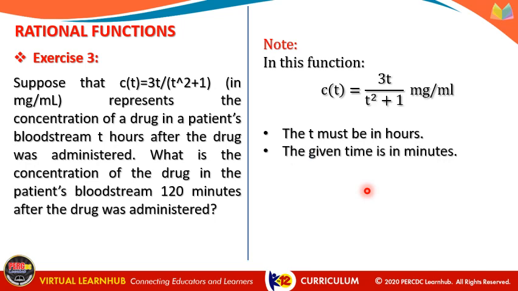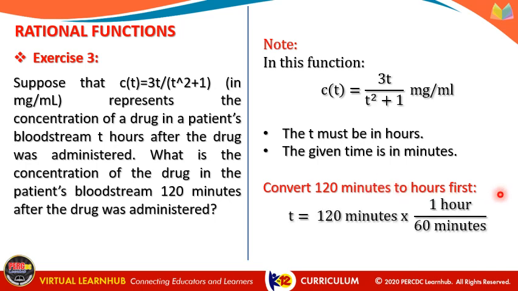Okay? So, anong gagawin natin? Hindi naman ganun kahirap. Ang gagawin lang natin, let us first convert 120 minutes to hours. Pwede natin gawin yung approach na ganito. 120 minutes times 1 hour over 60 minutes. So, yung unit na minutes will cancel out. Maiiwan yung unit na hour. You have now 120 times 1 over 60. Of course, masosolve natin na yung T is 2 hours. 120 minutes is equivalent to 2 hours.